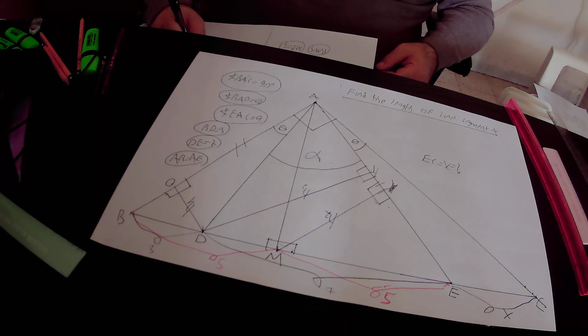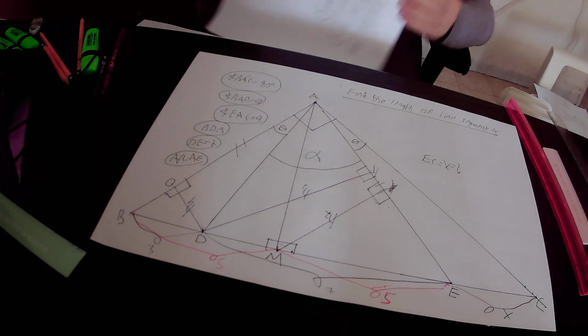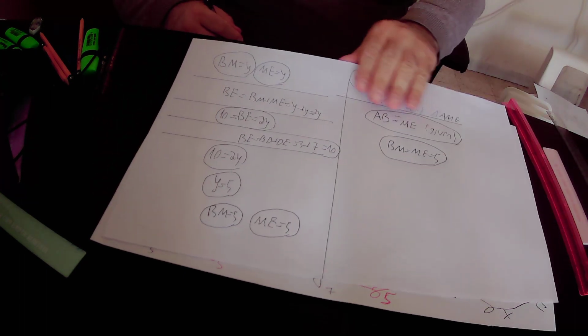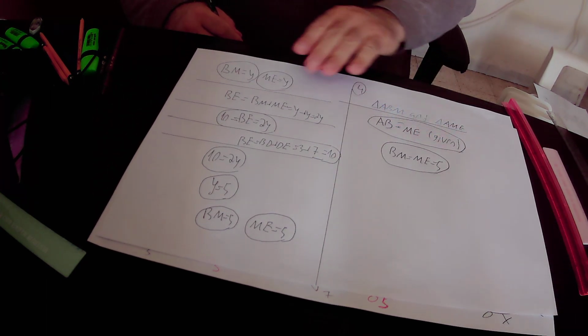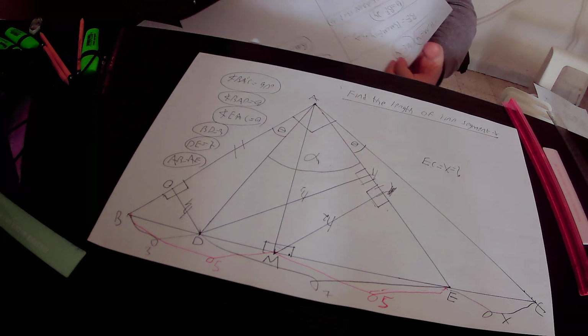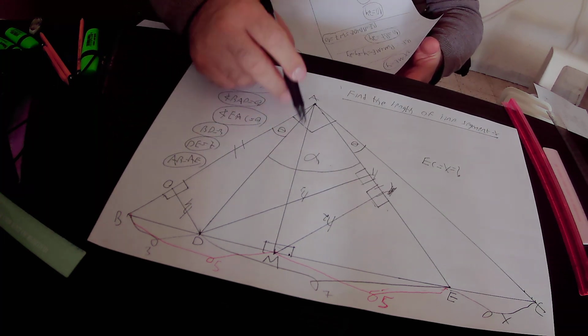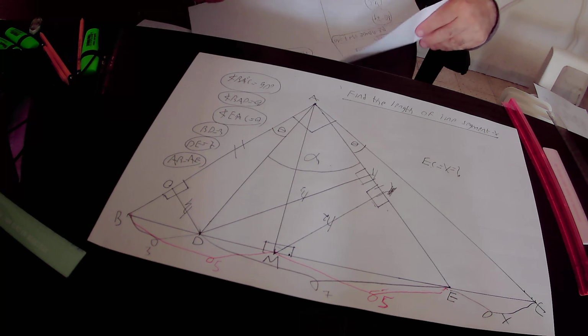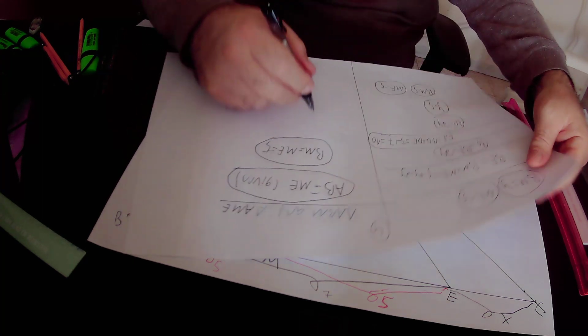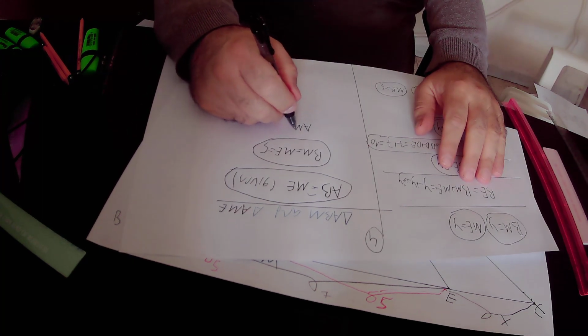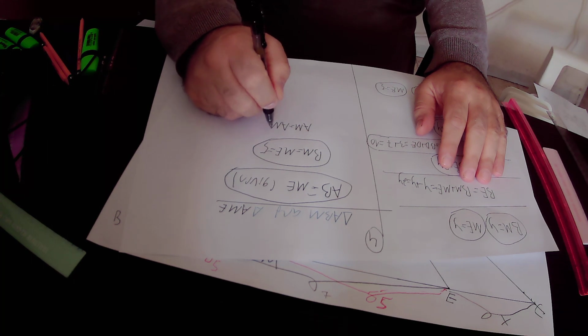BM is equal to ME equals 5 units. And AM is a common side, it belongs to both triangles, so we can write down that AM equals itself. AM equals AM is a common side that belongs to both triangles.